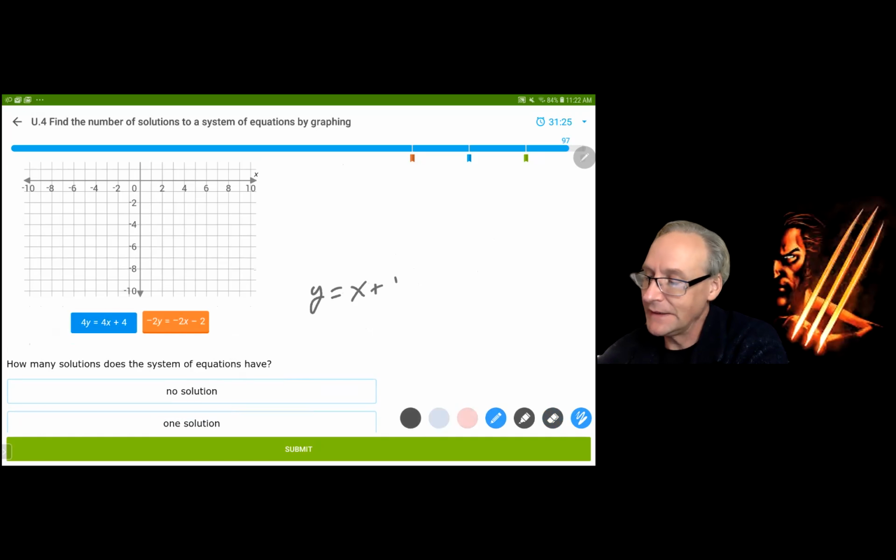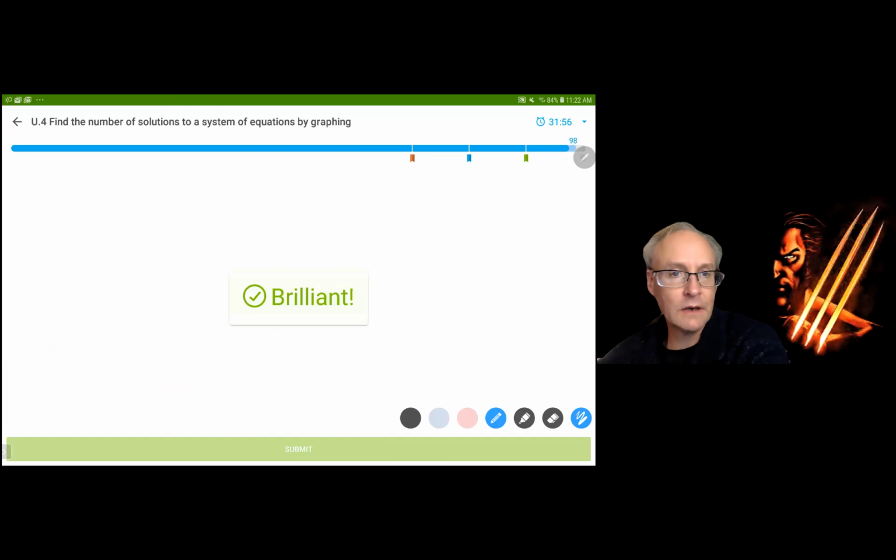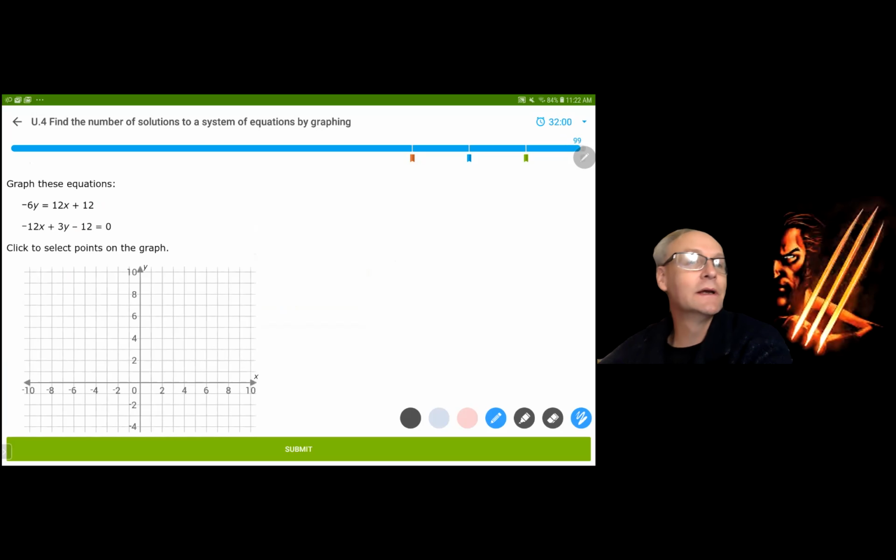Now for the orange one, I'm going to divide everything by -2. See if you can do that in your head. I'm going to get y equals x plus 1. Oh, that looks familiar. Same equation, infinitely many solutions on the lines. And I was afraid of that. We've got one more left over.